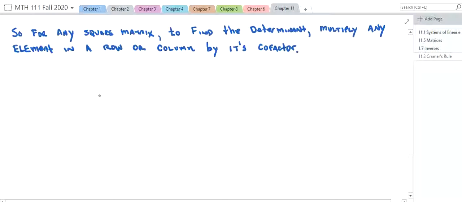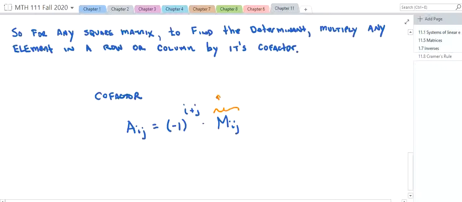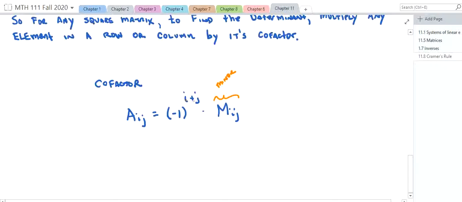So a cofactor is represented maybe by a sub ij for row and column. This equals minus 1 to the i plus j times the minor matrix. So this is the minor, and this is a minus 1 or a positive 1, depending on whether this is even or odd.